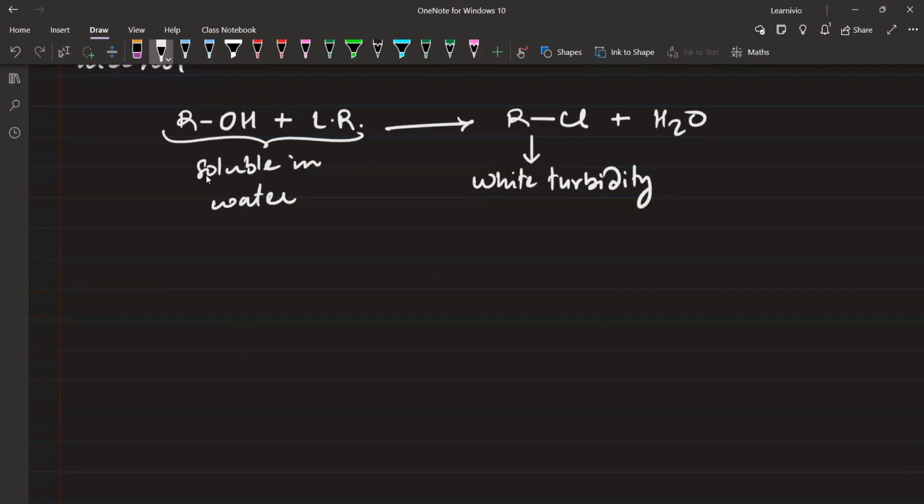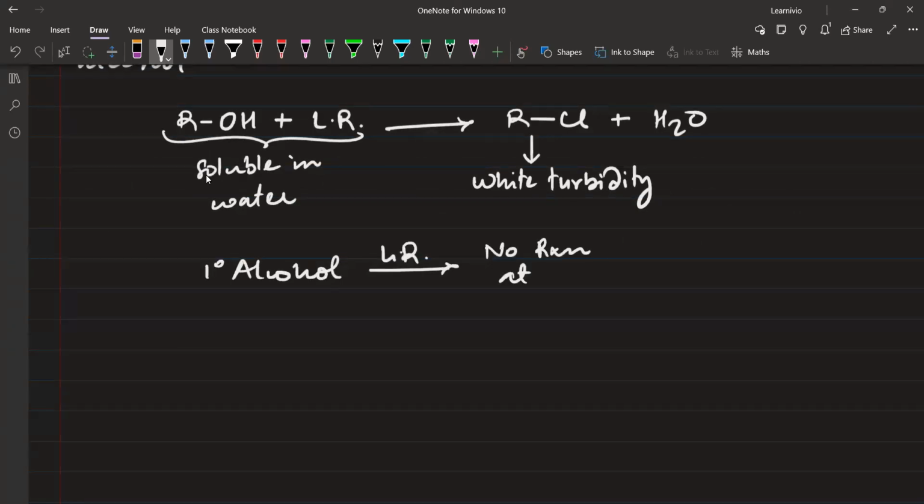अच्छा, also one more reason is that ये reaction थोड़ा slow करता है HCl. That is why when we have 1 degree alcohol and we are going to use Lucas reagent, there will be no reaction at room temperature, but you will get turbidity on heating.